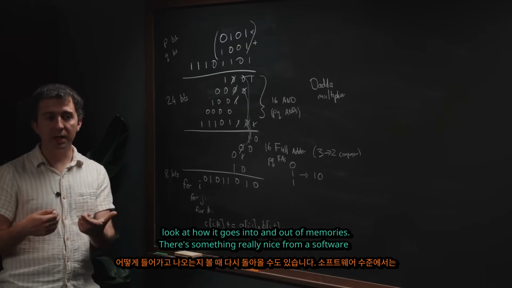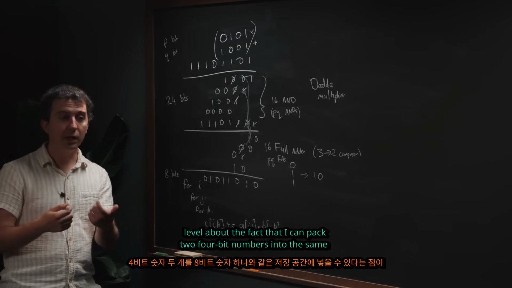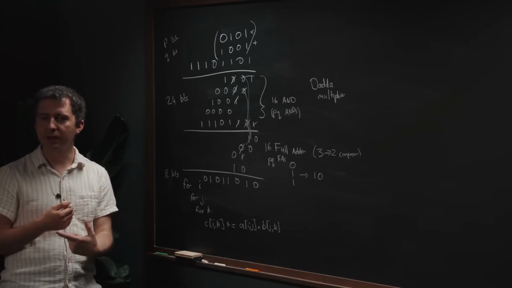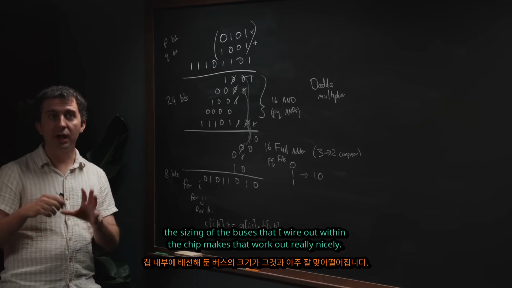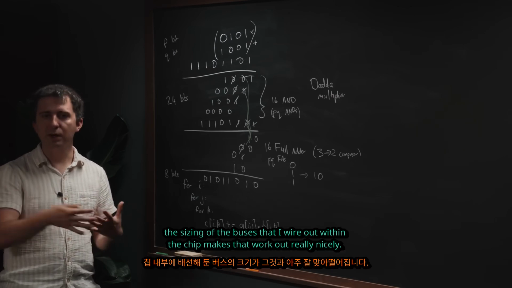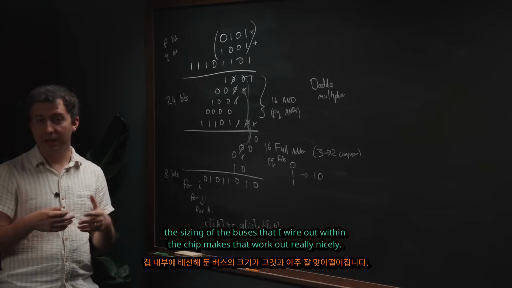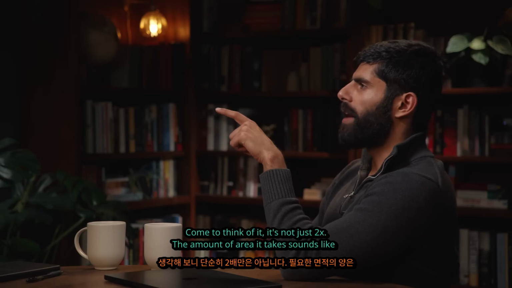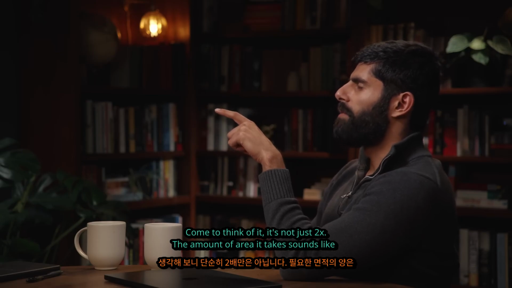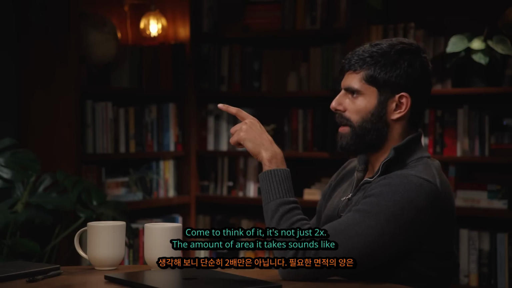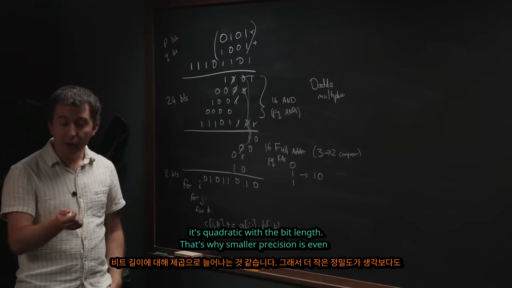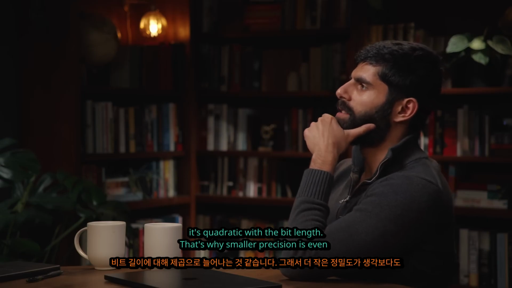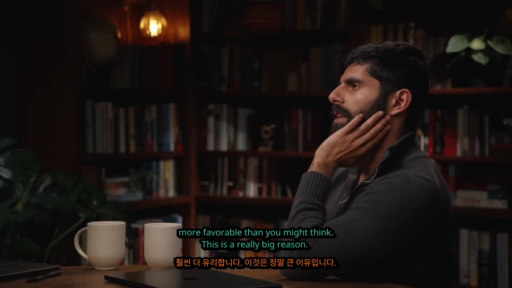There's something really nice just from a software level of the fact that I can pack two 4-bit numbers into the same storage as an 8-bit number. And so when I store that to a memory, it's the sizing of the buses that I wire within the chip that makes that work out really nicely. Actually, come to think of it, it's not just 2x. The amount of area it takes, it sounds like, is quadratic. It's quadratic, in fact, with the bit length. So that's why smaller precision is even more favorable than you actually think. This is a really big reason.